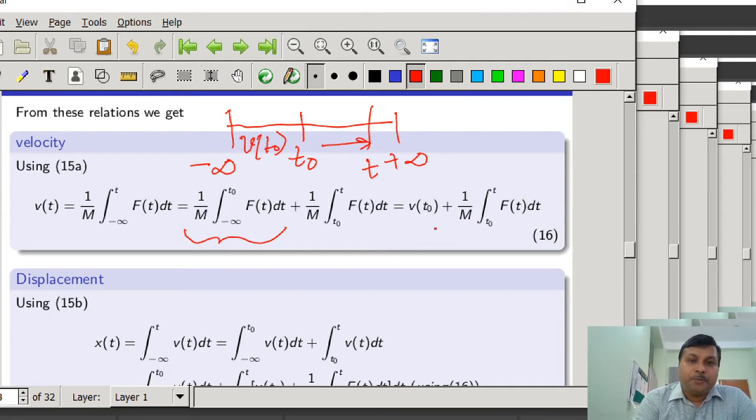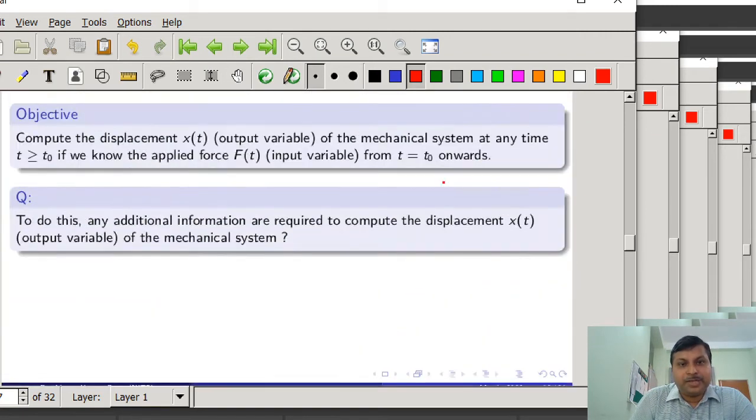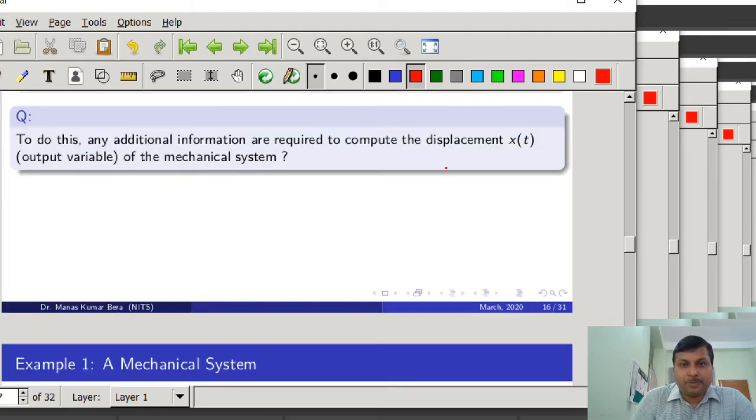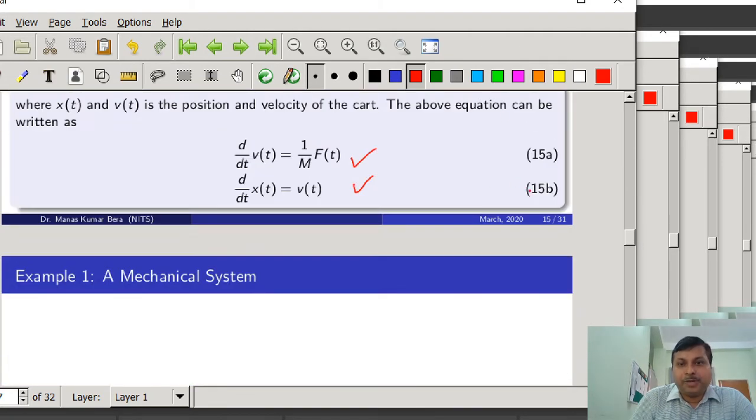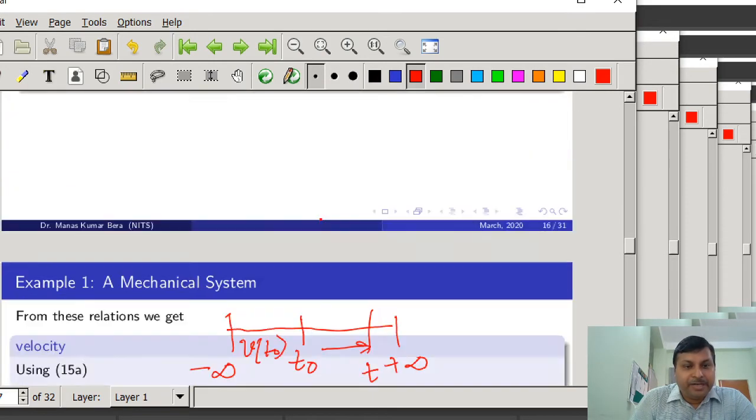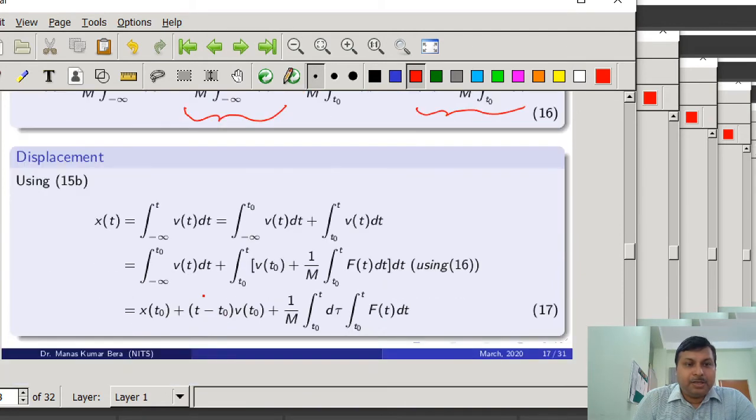of f(t) dt. So after knowing the expression of v(t), now we will try to calculate the displacement, because that was our objective, that we want to know what is the displacement of the system. So now we will consider 15b: if we want to know x(t), then we will integrate v(t) from minus infinity to t. You see, we have integrated from minus infinity to t. So same way we will decompose this integration in two parts, that is minus infinity to t0 of v(t) dt plus t0 to t of v(t) dt.